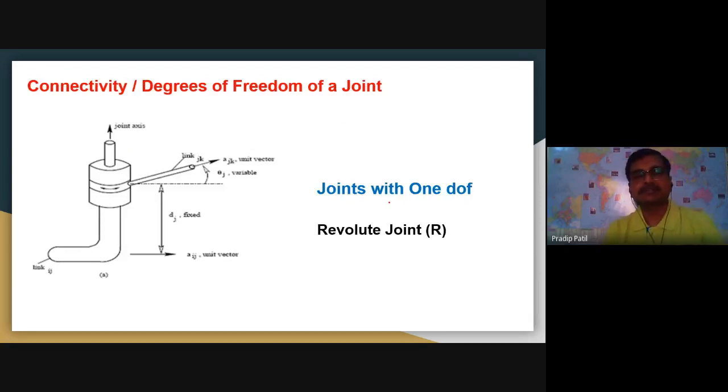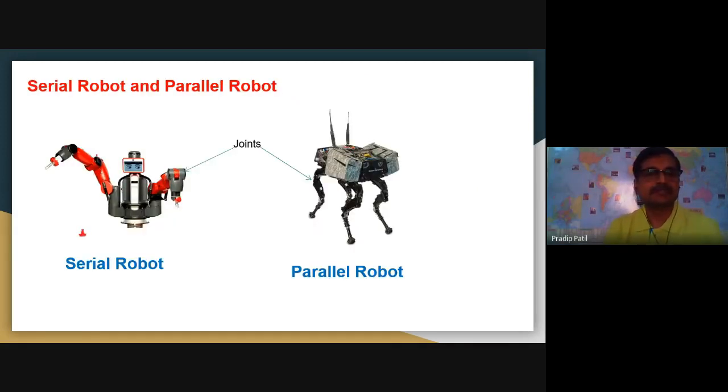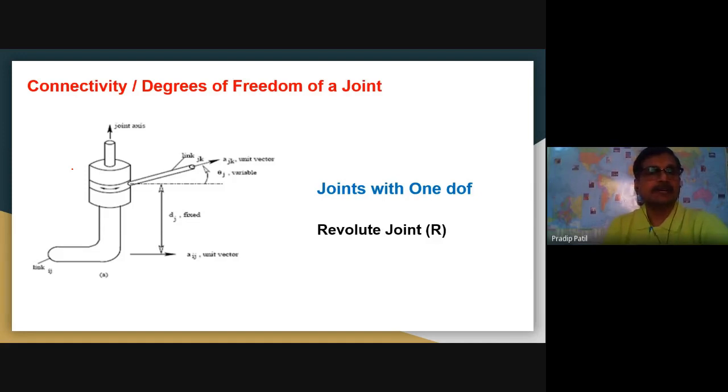Now if you look at the joints in the robot, there are various types of joints. First is the revolute joint, which is a very common joint as can be seen over here. This is a revolute joint. This is also a revolute joint. This one is also a revolute joint. So the revolute joint is a very common joint observed in the robot. If you look at the revolute joint, it has 1 degree of freedom.